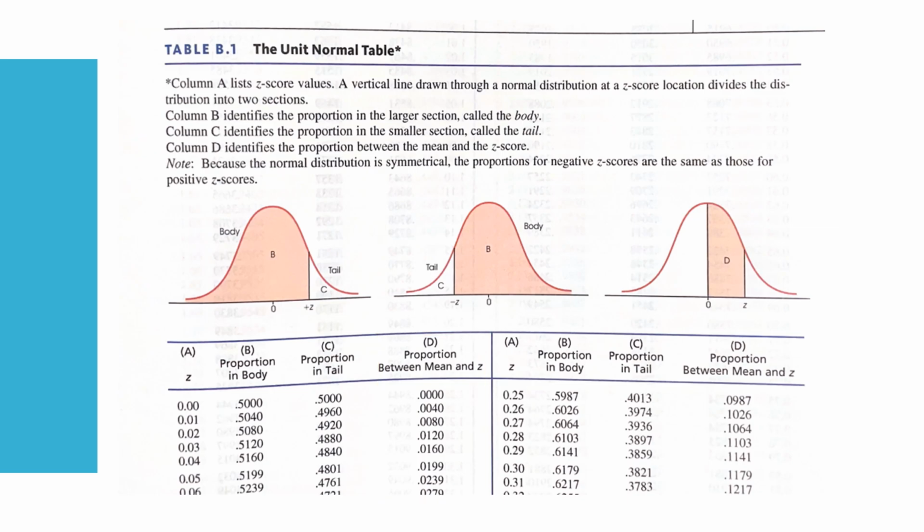So, putting it all together, say you have a z-score of 0.03, and you're asked to report each proportion. Finding the z-score in column A, just follow the numbers across. The numbers are not straight in this case because this document is scanned directly from the textbook, but you can see that the proportion in the body is 0.512, the proportion in the tail is 0.488, and the proportion between the mean and z is 0.012.